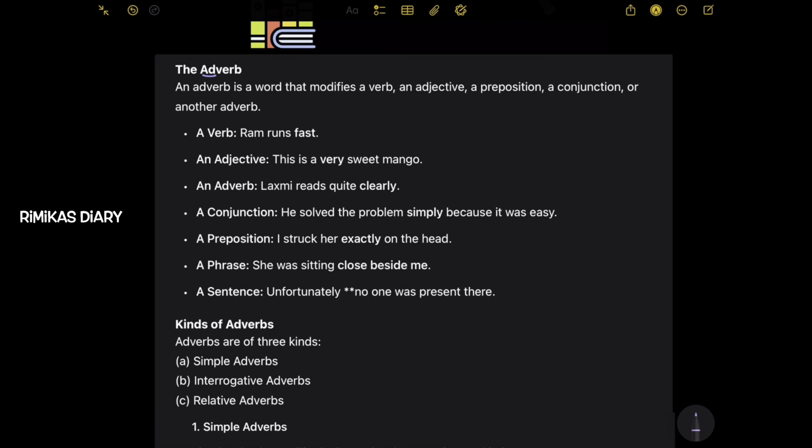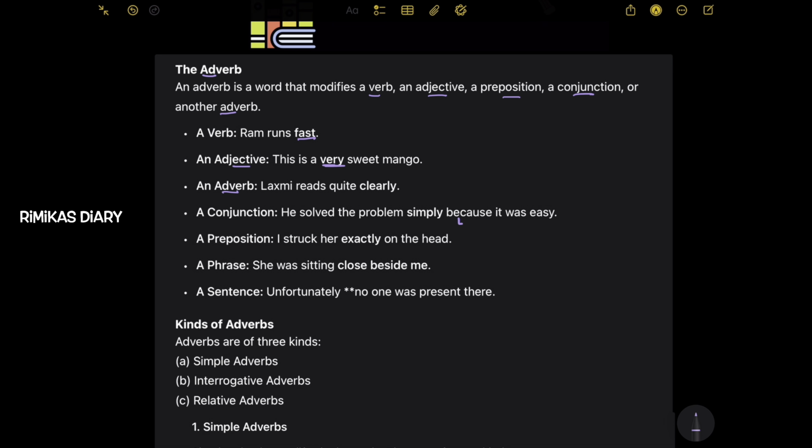The adverb. An adverb is a word that modifies a verb, an adjective, a preposition, a conjunction, or another adverb. A verb: Ram runs fast. Here, the adverb fast modifies runs. So how is Ram running? He's running fast. An adjective: This is a very sweet mango. Here very is the adverb that modifies the adjective sweet. So how sweet is it? It's very sweet.